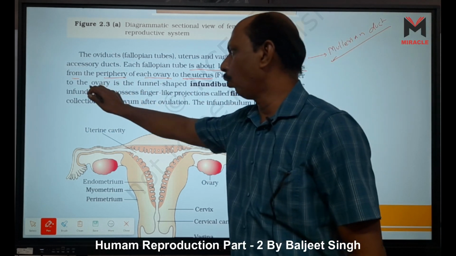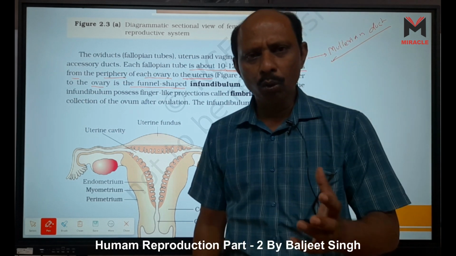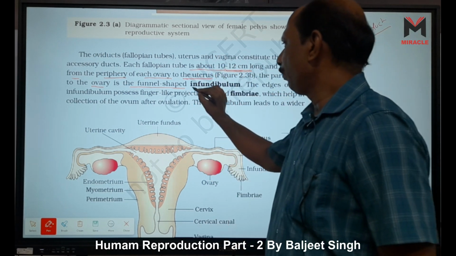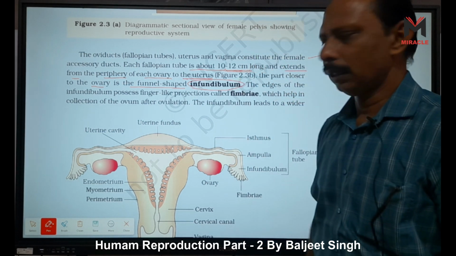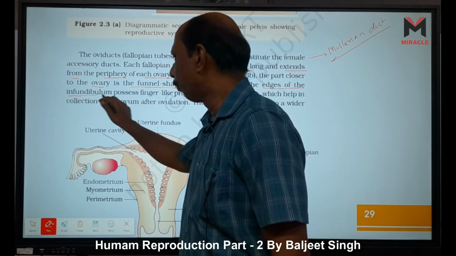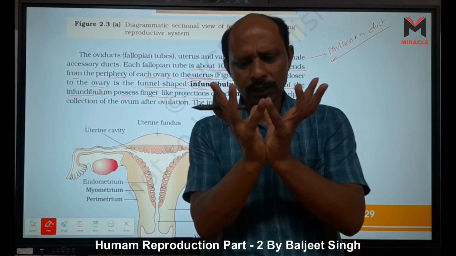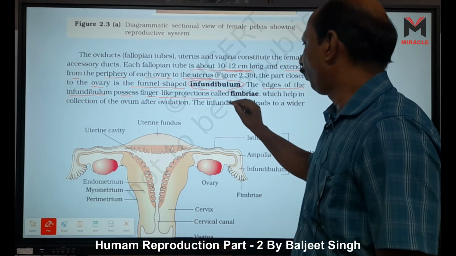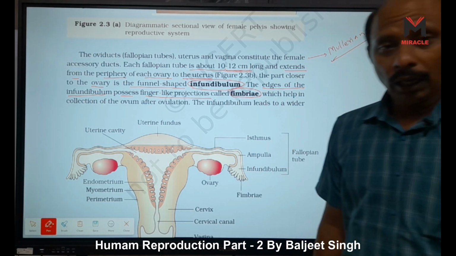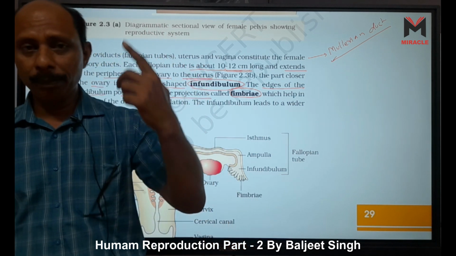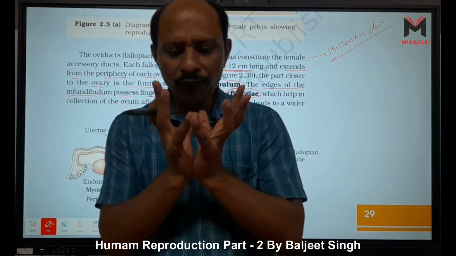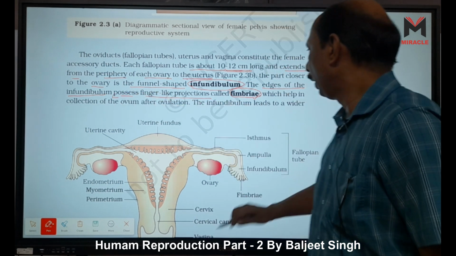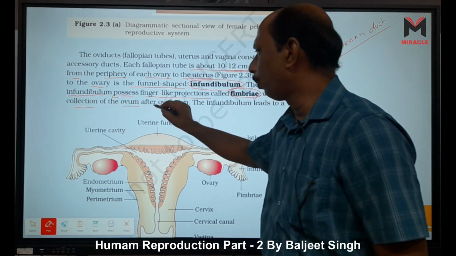Okay, the part closer to the ovary is funnel shaped, to catch the ovum. It is called the infundibulum, right? The edge of the infundibulum possesses finger-like projections. These finger-like projections are called fimbriae, right? Already you read about fimbriae in prokaryotic cells, where they are bristle-like structures, but here they are finger-like projections, located in the infundibulum, and they help in the collection of the ovum after ovulation.